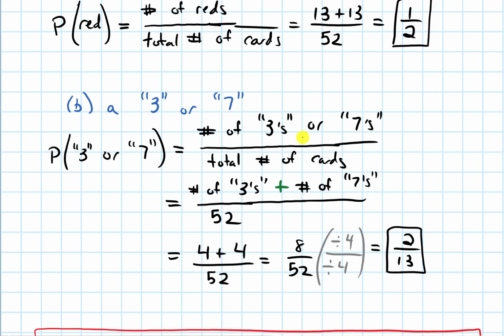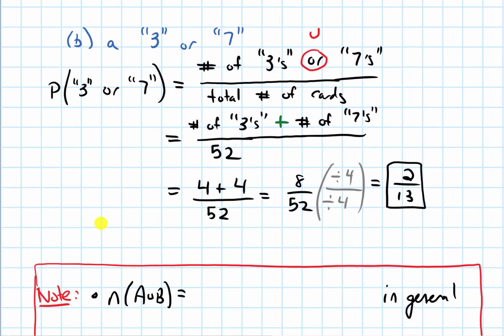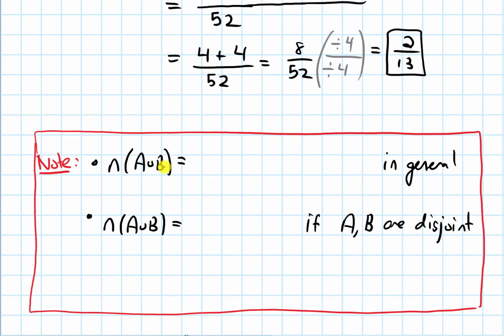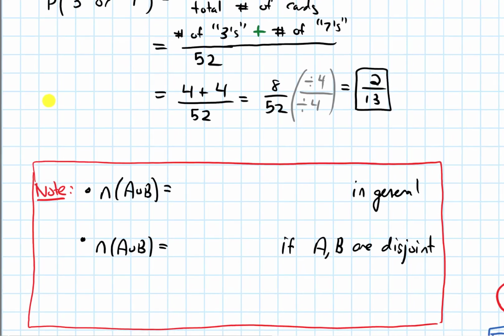So one thing that I want to point out more generally about part B here is, when I see the word or, that makes us think of a union. We're actually counting the number of elements in a union of two sets on the numerator here. So I want to recall something about the number of elements in a union of sets. Let me zoom out a little bit so we can see this computation.